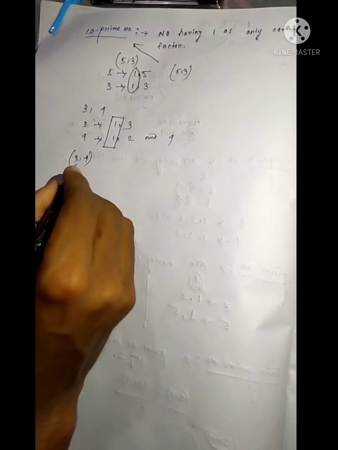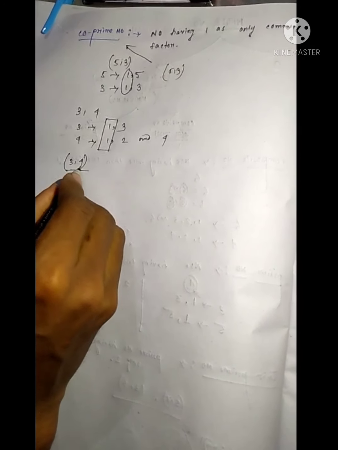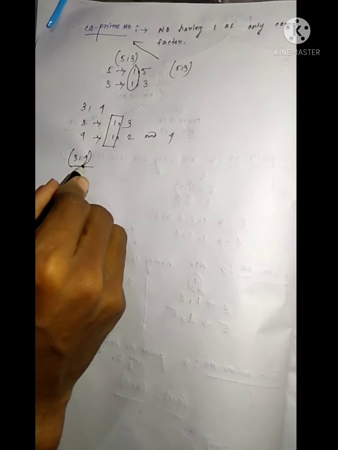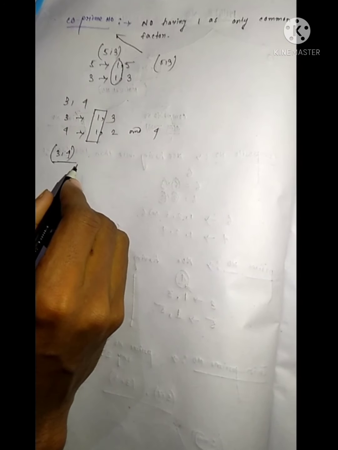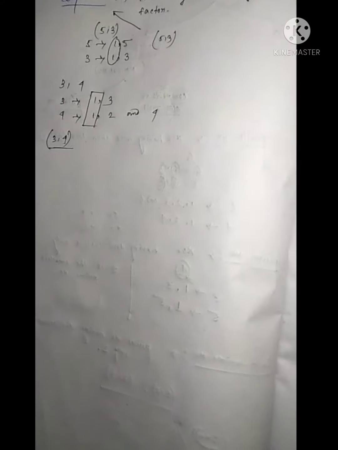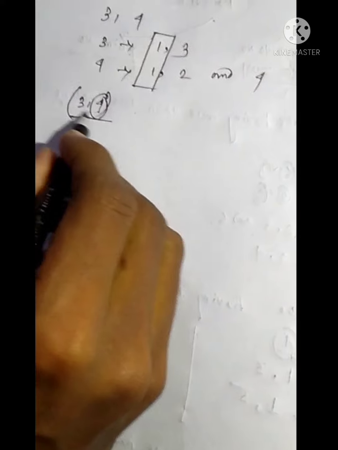You can see in the case of 3 and 4, 4 is not a prime number. This is very important. If two numbers are co-prime, it is not necessary for both numbers to be prime numbers. Here 4 is not a prime number. Still 3 and 4 is an example of co-prime numbers.